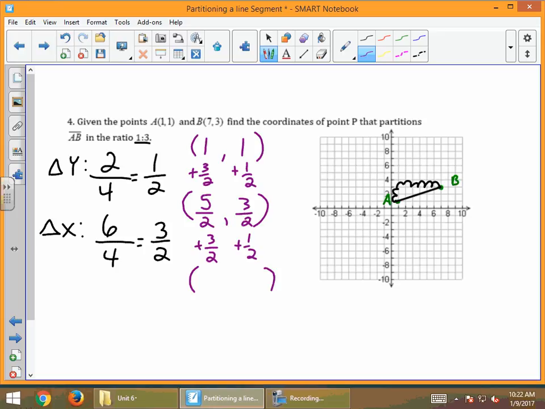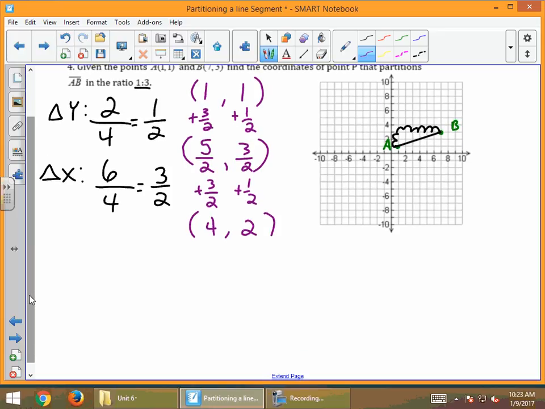5/2 plus 3/2. Well, the denominator is the same. That might help your math a little bit. 5/2 and 3/2 gives me 4, because 5 plus 3 is 8, and 8 divided by 2 is, in fact, 4. What's the other one going to be? 3/2 and 1/2. 2. There's the same denominator. 3 plus 1 is 4, divided by 2 is 2. 4 and 2 is not enough. We've got to go again.